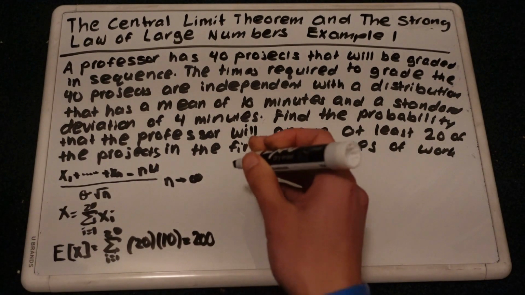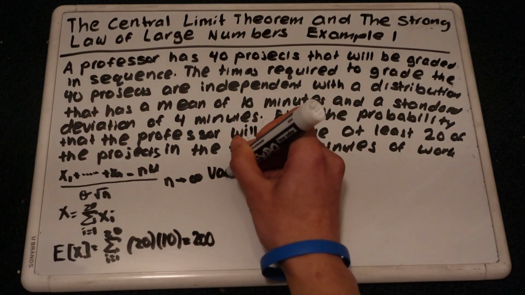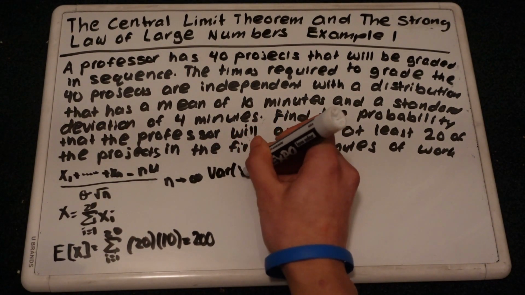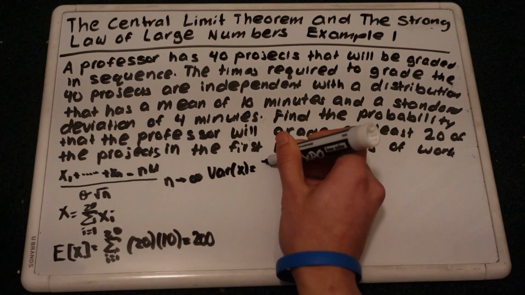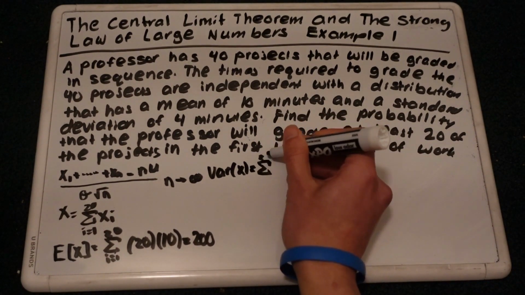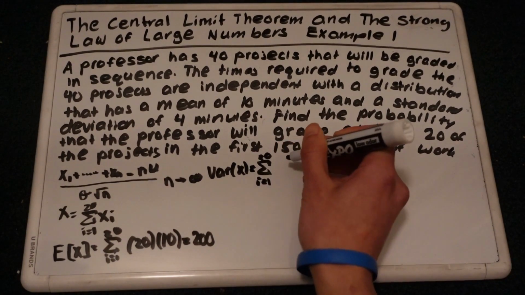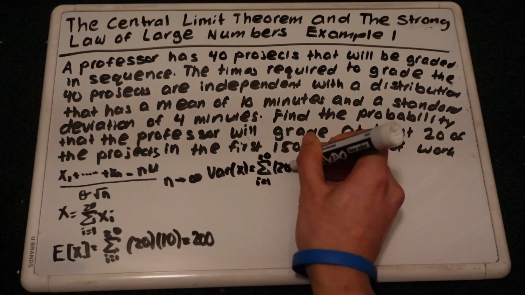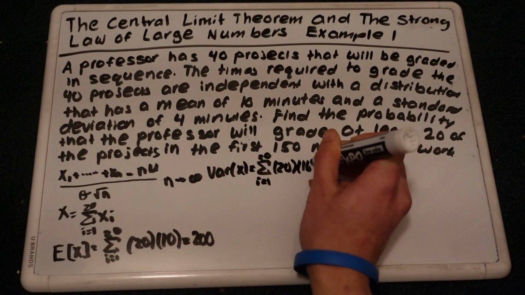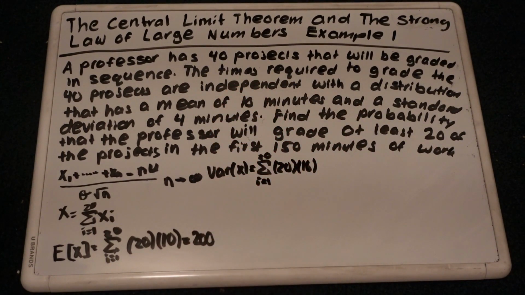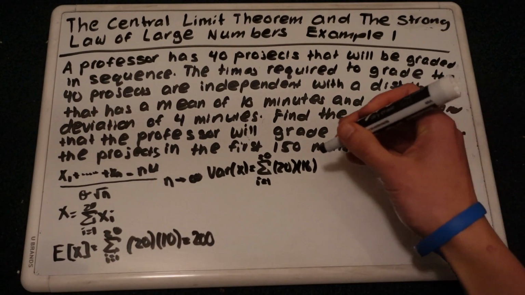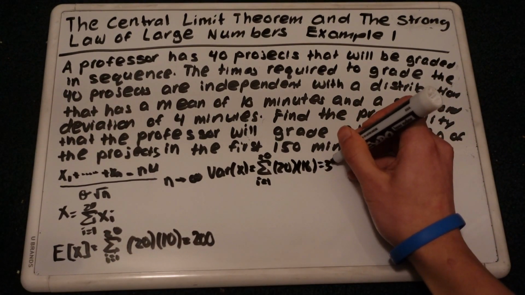And let me find the variance. So it would be 20 times 16, because 4 is the standard deviation. If we're trying to find the variance, we're doing 4 squared. In that case, it would be 320.